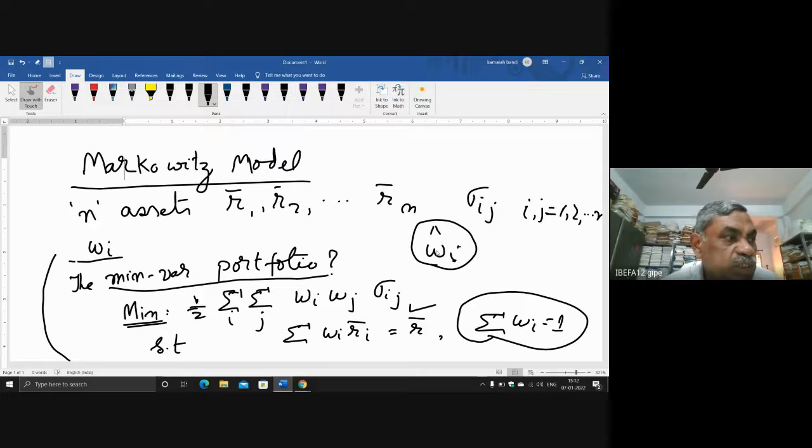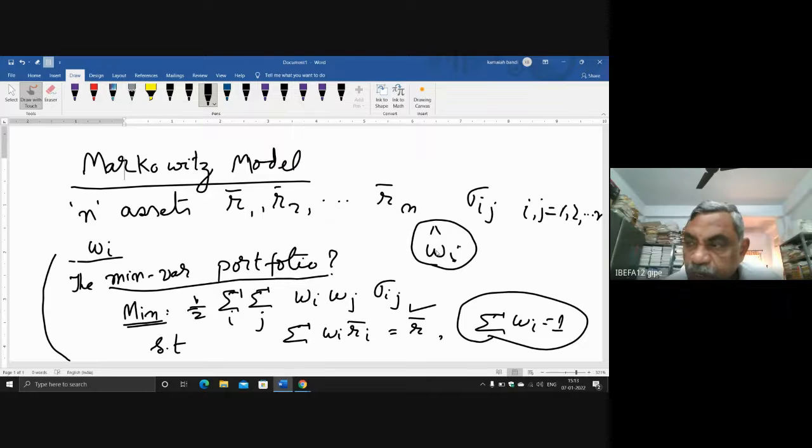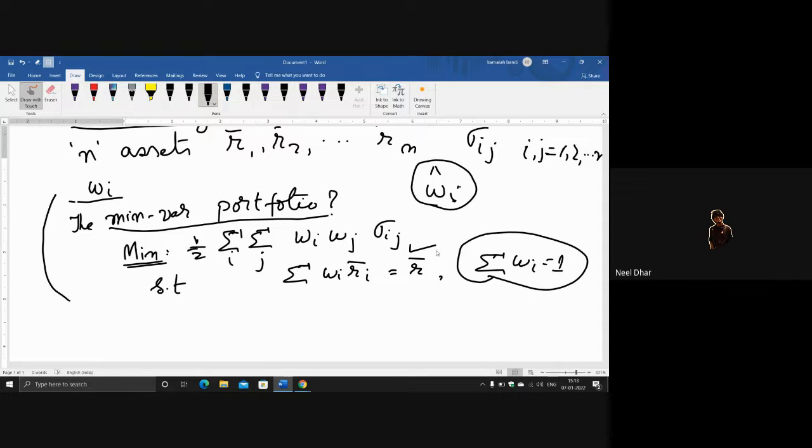Now for this, various... So may I ask, how did we arrive at this? I'm a little confused. Which one? So again, the same one, the minimization function.